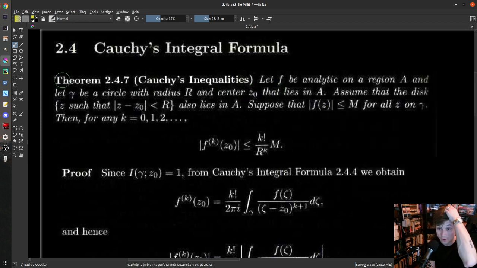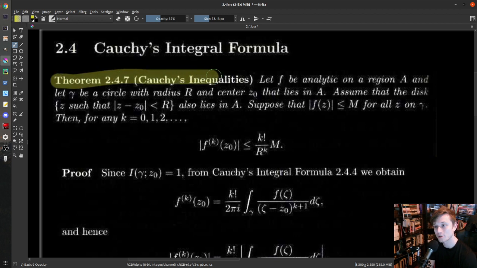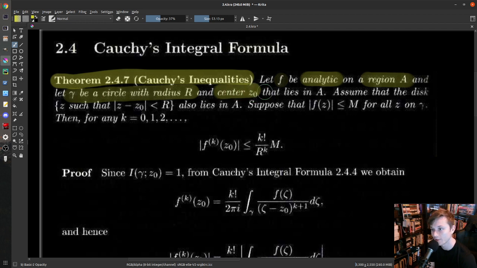Okay. So, Theorem 2.4.7, Cauchy's inequalities. We've got f, an analytic function on a region A, and gamma, a circle of radius capital R and center z naught that lies in A. We're going to assume that the disk composed of values z that are within R of the center of that circle lies in A. That is, we have gamma, a circle of radius R centered at z naught, and we want not only the circle's boundary to lie in A, but also the inside of it.